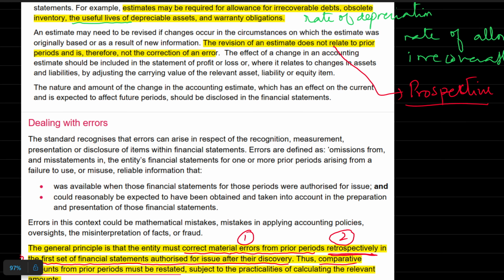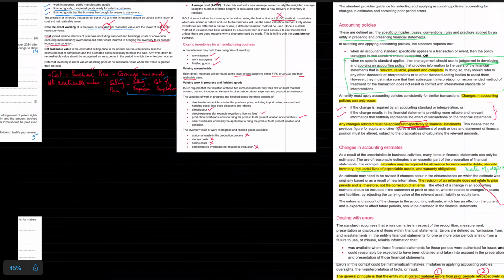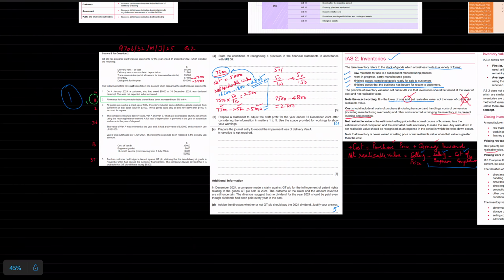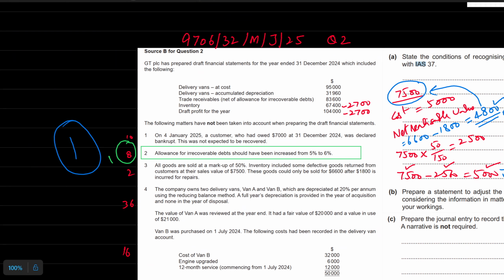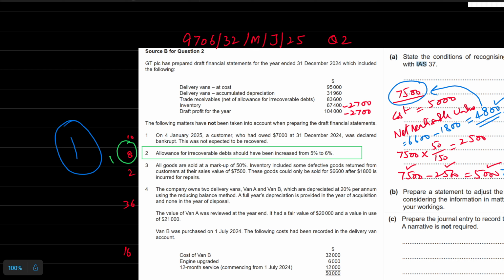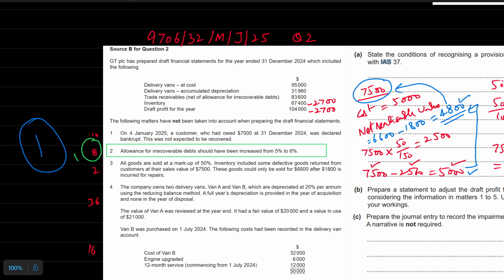Now let us move to the questions relating to IAS 8. Students, this is a question from May June 25, paper 3-2, question number 2.